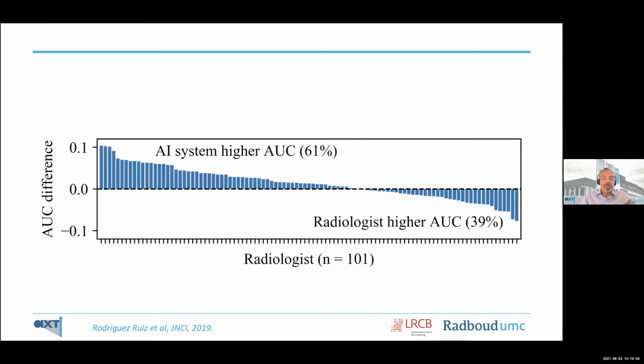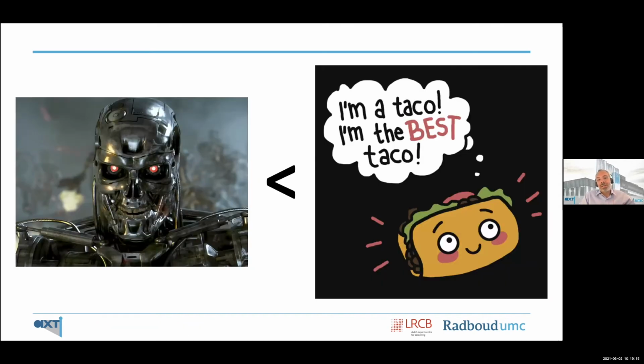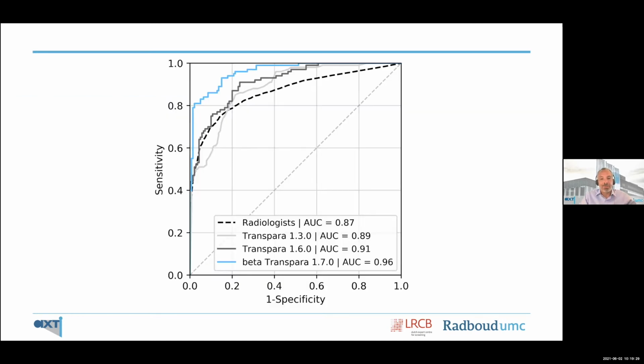If we compared each radiologist individually, the AI system did outperform 60% of the radiologists. But interestingly enough, the best radiologist of each of the individual 9 data sets was better than the AI. So there was, at least a couple of years ago, room for improvement. Radiologists were better than the AI software.